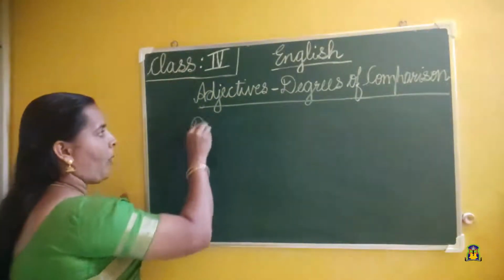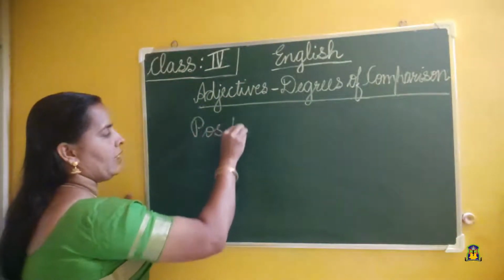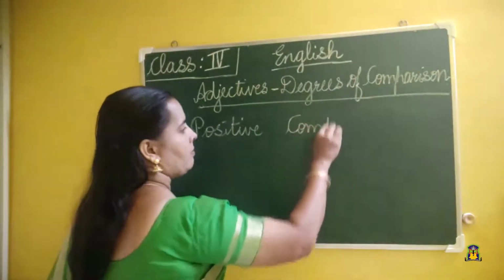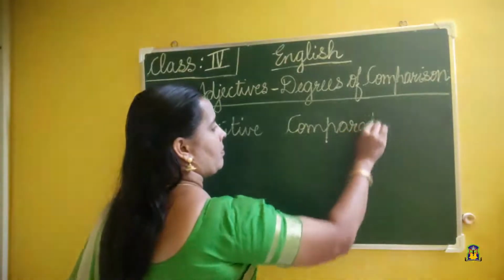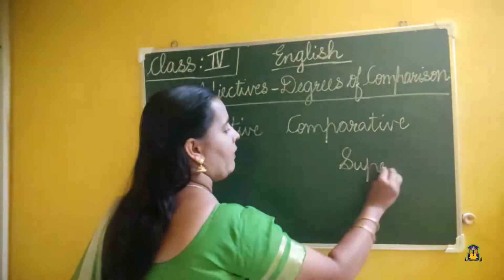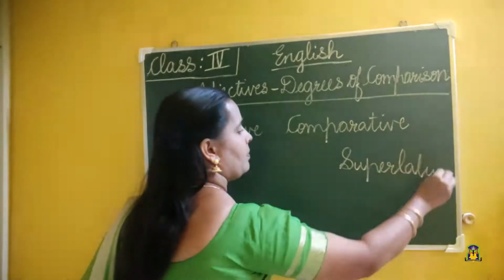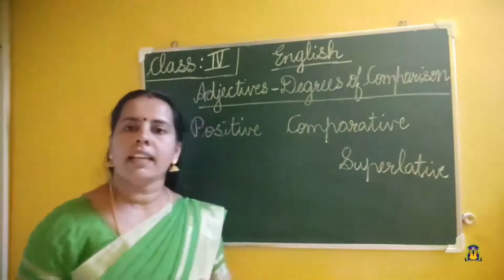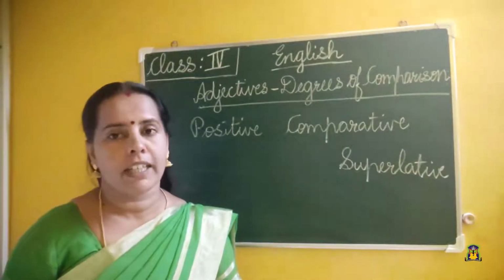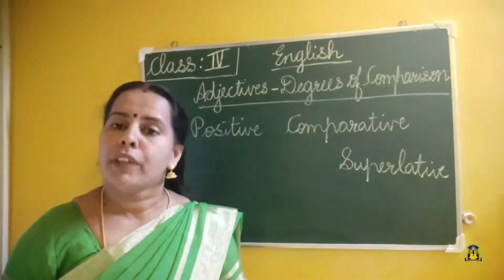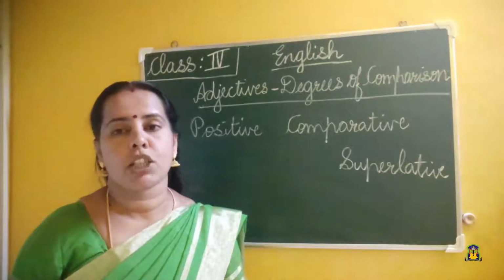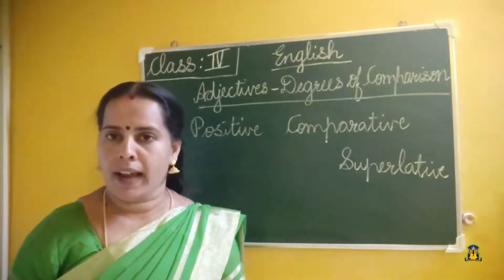First one, positive degree. Comparative degree. And third one, superlative degree. These are the 3 degrees of comparison. In positive degree of comparison, we don't compare any nouns. It is an adjective without any comparison.